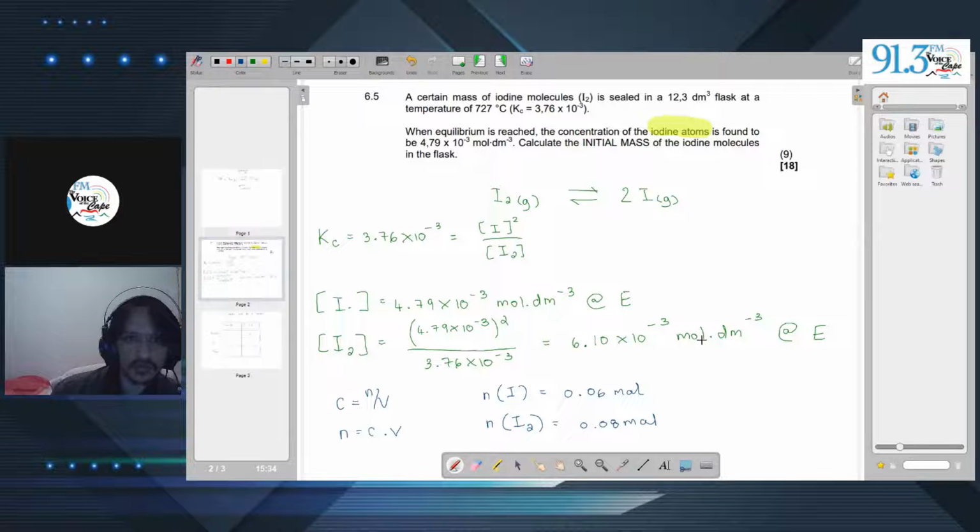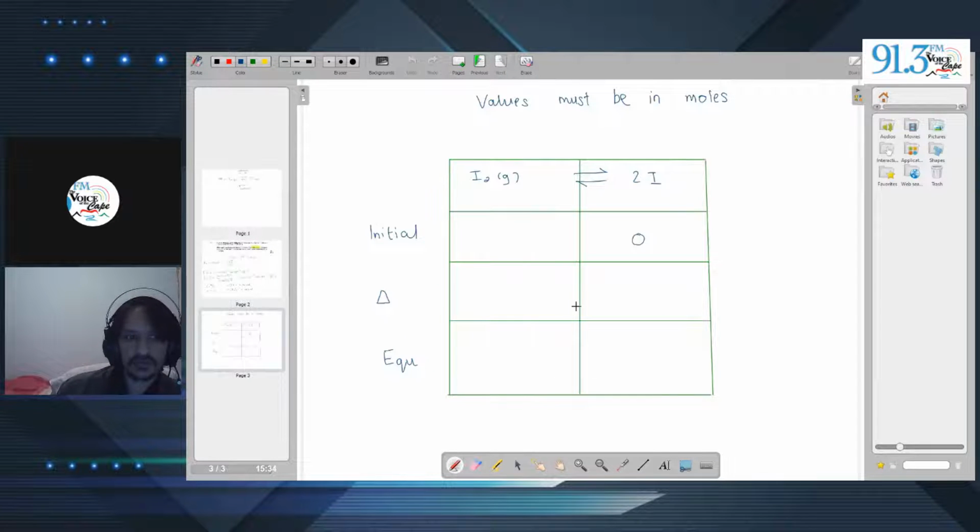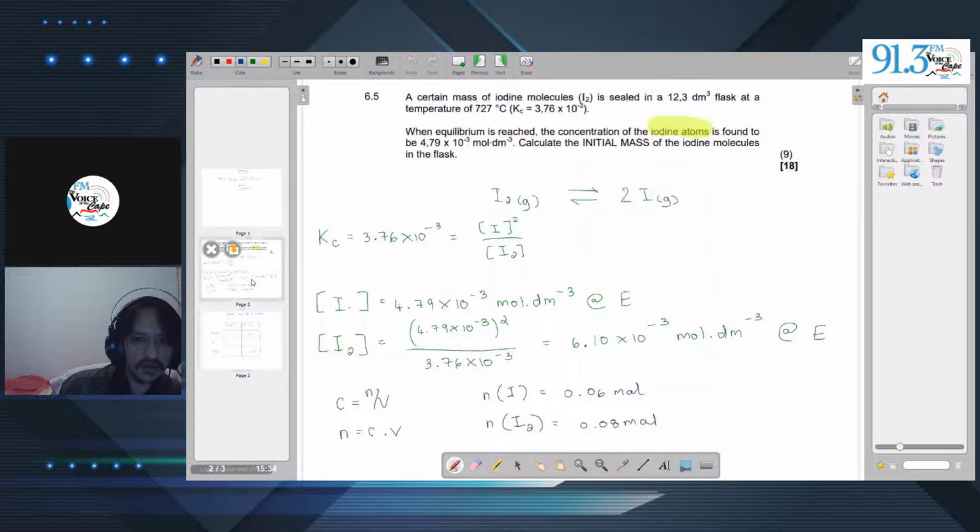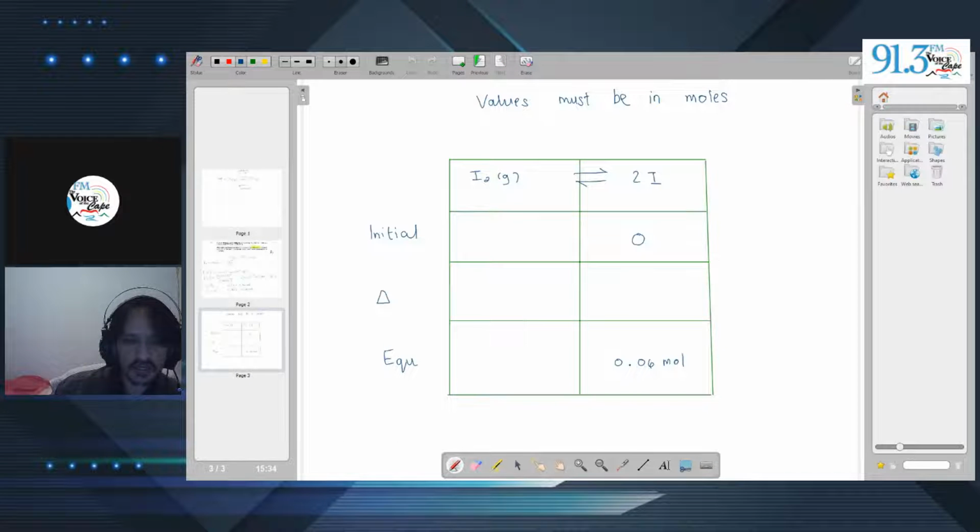Okay, so 12.3, 3.76, 4.79, yeah, two significant figures is correct. Now we go here and we input our information. So what do we have? We have 0.06 mole of iodine atoms, and we have 0.08 mole of iodine molecules. Okay. Now, the change part is what often throws students off. We can see here that the change is plus 0.06 mole.